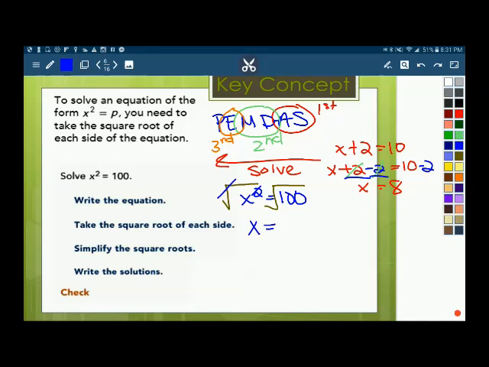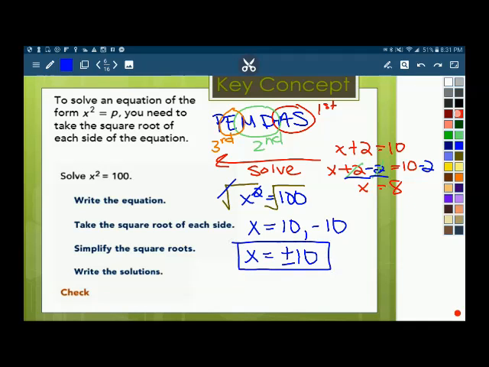Now I want to think about what the square root of 100 is. I have to think, what number can I multiply by itself to get to 100, which is both positive 10 and negative 10. Again, we could also rewrite this as plus and minus 10 using our plus minus symbol.